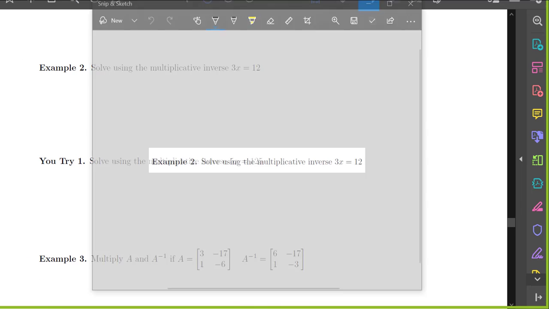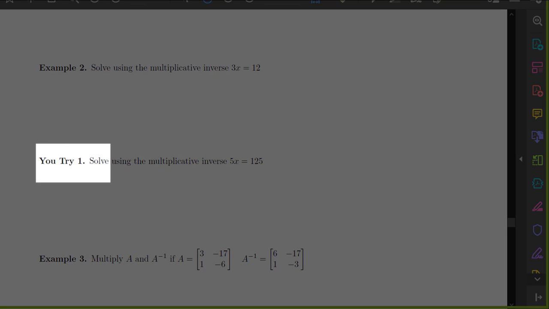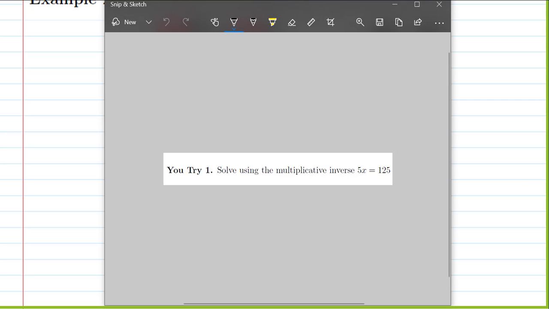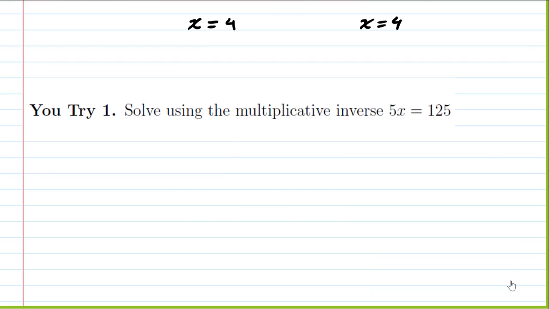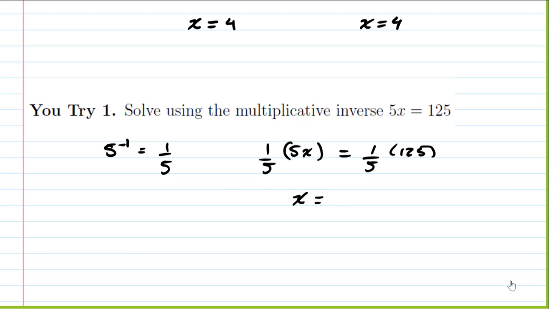All right, this should take you just a moment, but go ahead and resolve the following equation. 5x equals 125. All right, so to solve this equation, we need to find the multiplicative inverse of 5. So 5 inverse is going to be 1/5. And if we multiply both sides of this equation by 1/5, we get x is equal to 125 over 5, which reduces to 25.